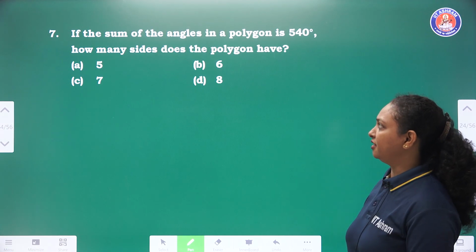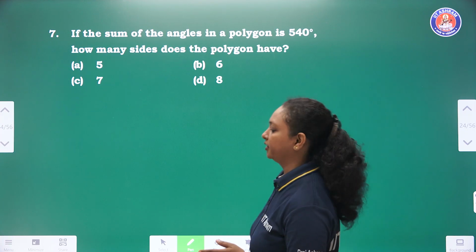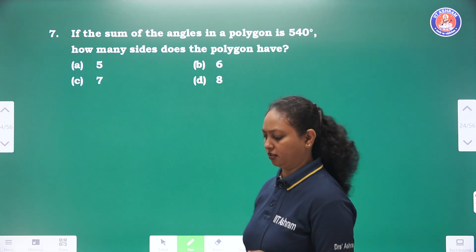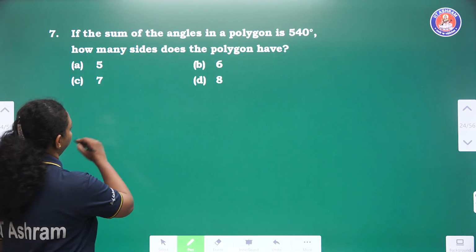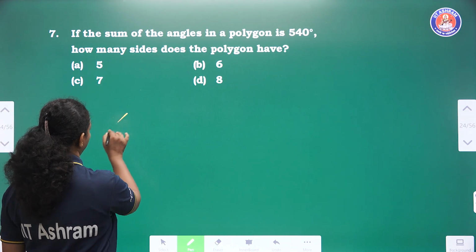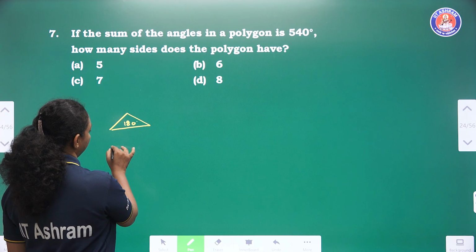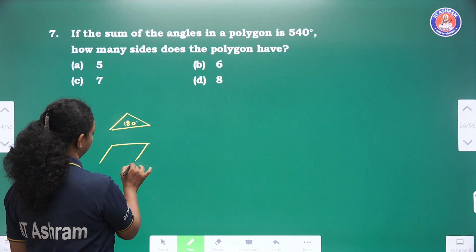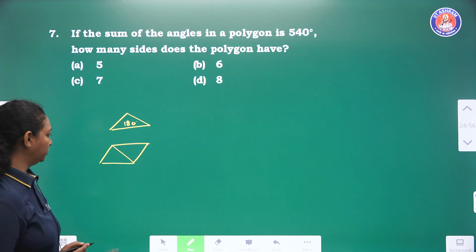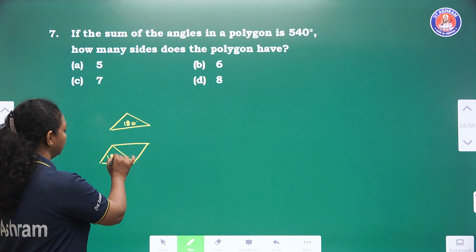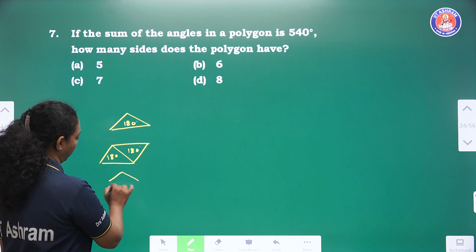Okay, now question number 7. If the sum of angles in a polygon is 540 degrees, how many sides does the polygon have? Okay, it's a simple question. Many tricks are there to find it. So first is the easiest one. As we know, in a triangle, what is the sum of all the angles? 180 degrees. In a quadrilateral, it is divided into two triangles, the minimum number of triangles, so it is 2. So 180 plus 180 would be 360. And the number of sides is 5.